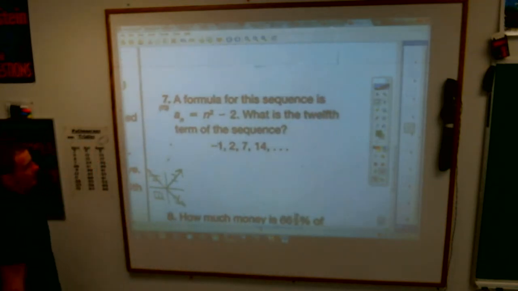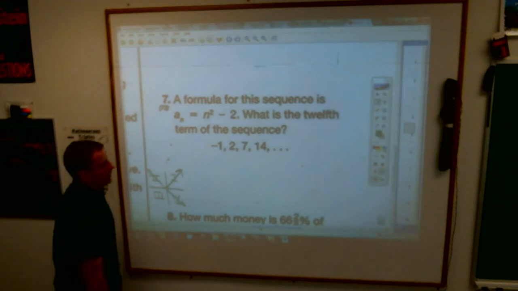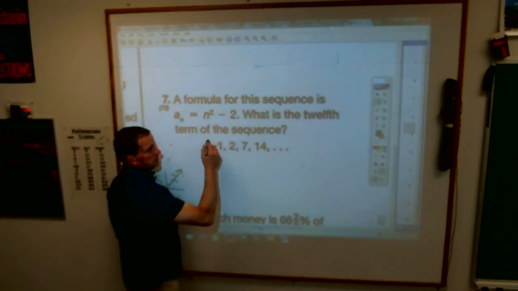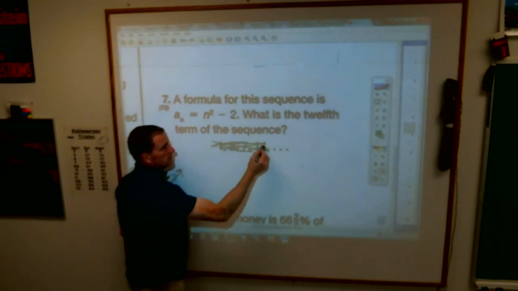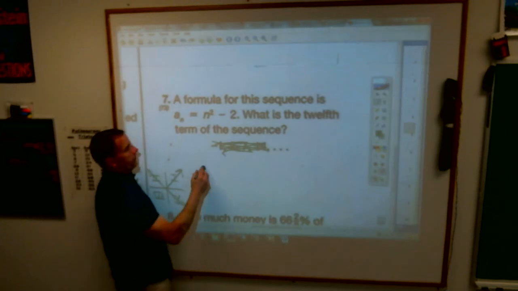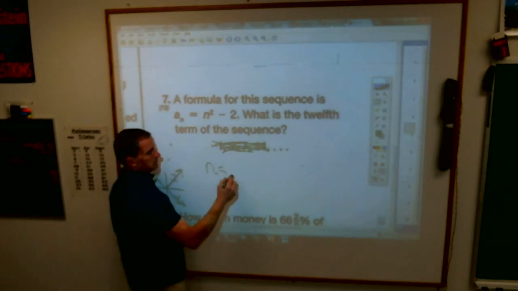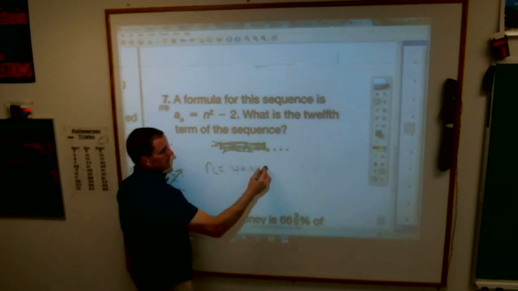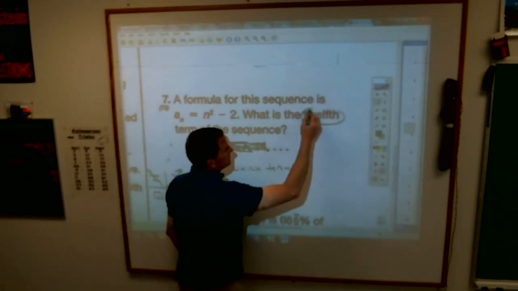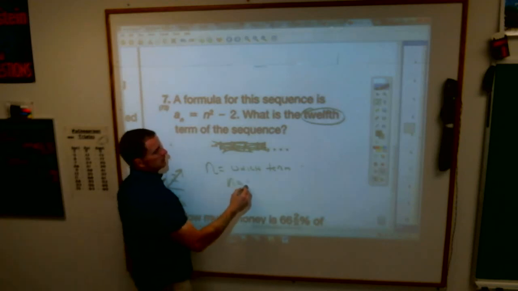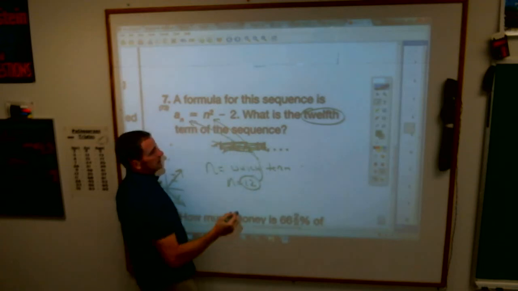The formula for the sequence is a sub n equals n squared minus 2. What is the 12th term of this sequence? You don't need to know this. This is really irrelevant, because you know that the letter n stands for what? Which term? And we know which term we're looking for because it says we want the 12th term. So n equals 12, and that means you just put 12 in for n right there.